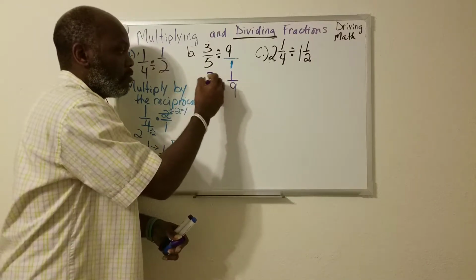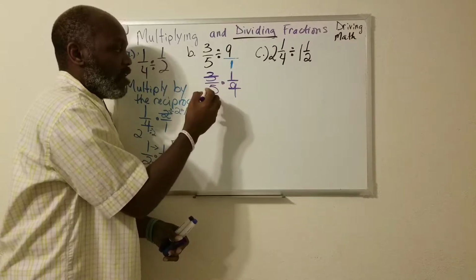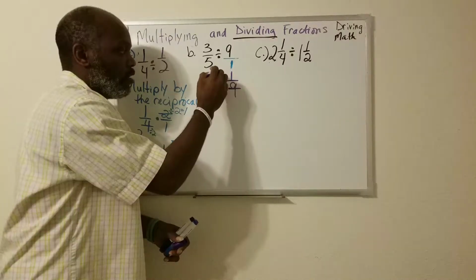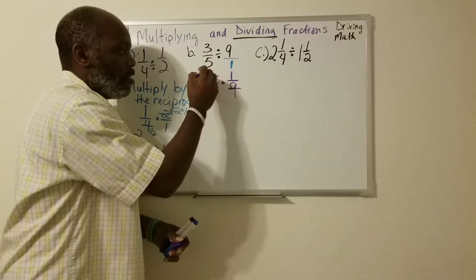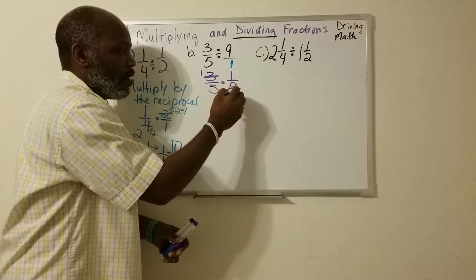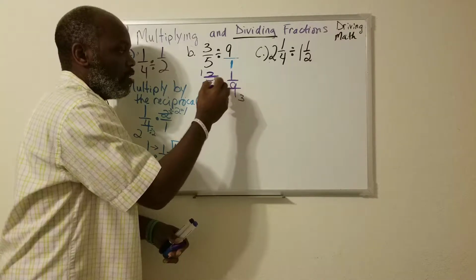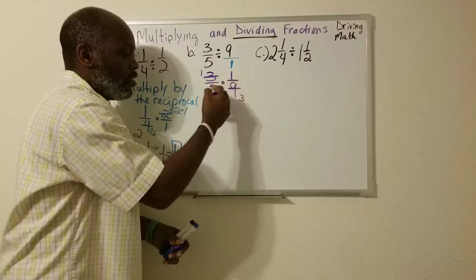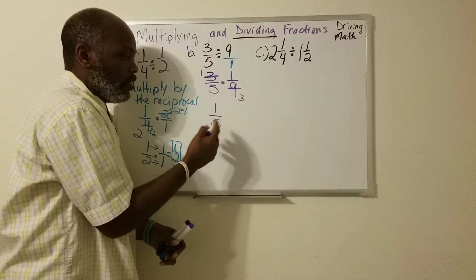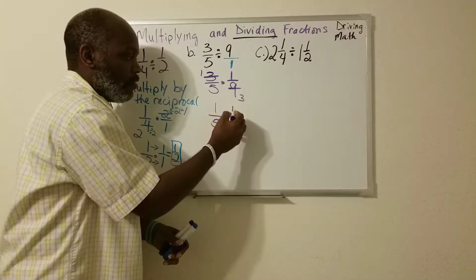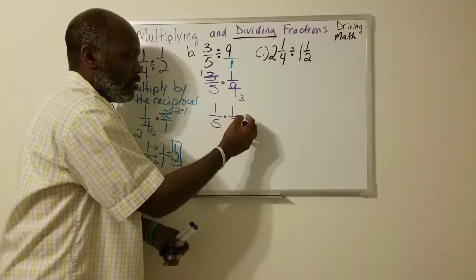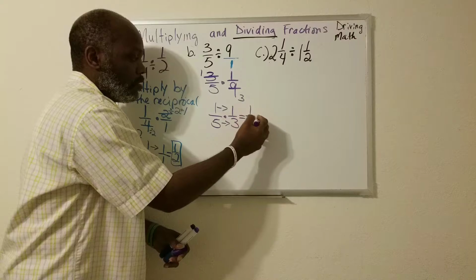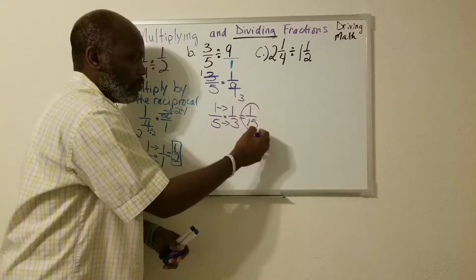We reduce diagonally. The greatest common factor between 3 and 9 is 3. 3 divided by 3 is 1. 9 divided by 3 is 3. We rewrite it as 1/5 because 5 and 1, their greatest common factor is 1. They're going to remain the same. 1/3. We multiply across. We end up with 1/15.